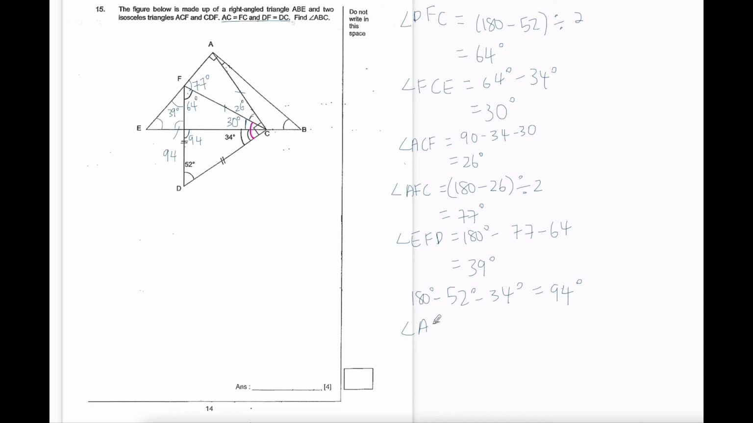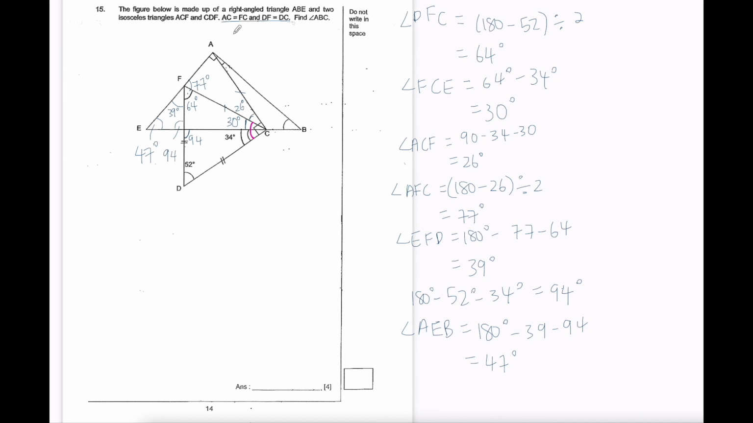Okay, so AEB equals to, so this is a triangle, correct? So triangles are always 180 degrees. We minus 39 minus 94. We're going to get 47 degrees. So we are done with this.